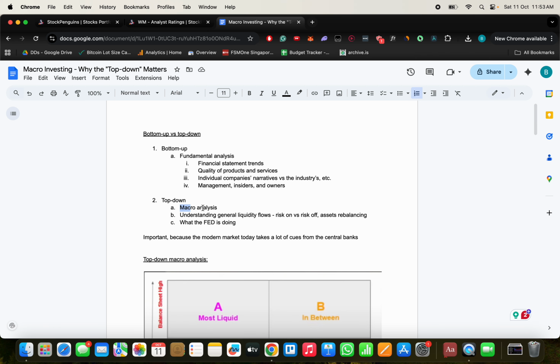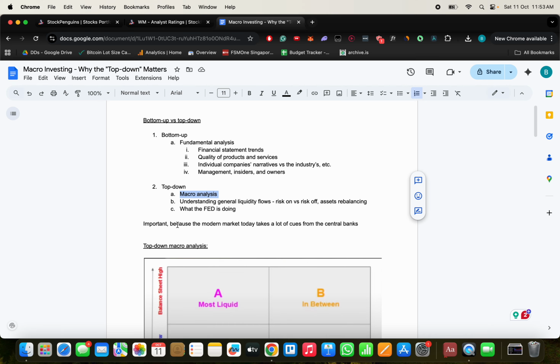And I think all of this ultimately leads to most market participants getting their sense of direction from what the Fed is doing, and the Fed gets their direction from the macro analysis. So you can see it's like a flywheel, right? I think it's also extremely important today to incorporate a top-down macro approach into your investing framework, because the modern market today takes a lot of cues from the central banks, because of how they've been pumping a lot of liquidity into the markets ever since the 2008 financial crisis, right? Central banks have played an even more crucial role in today's investing environment.